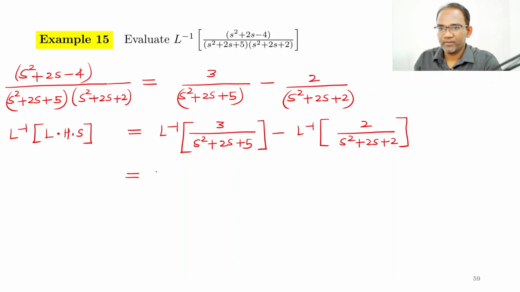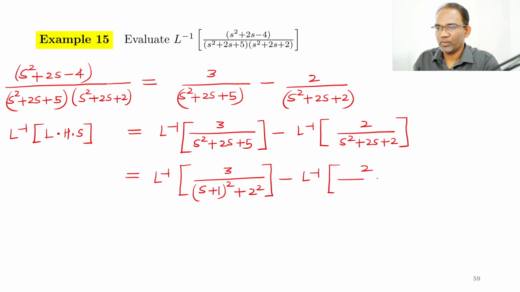In the next step, we'll rearrange the denominators. So this is 3 over ((s + 1)² + 2²) minus L inverse 2 over ((s + 1)² + 1²).